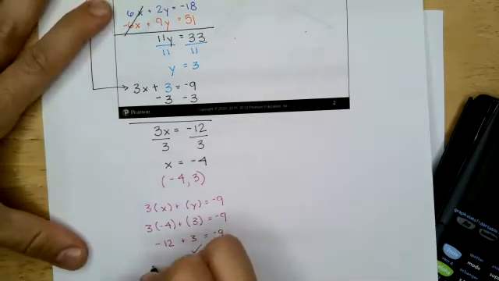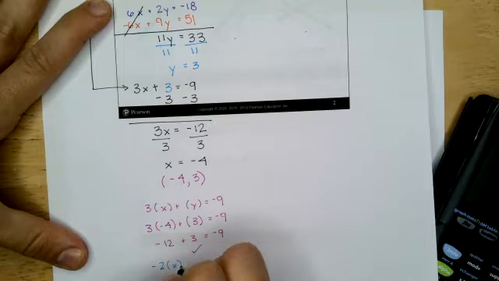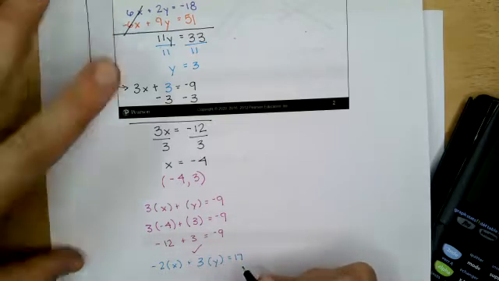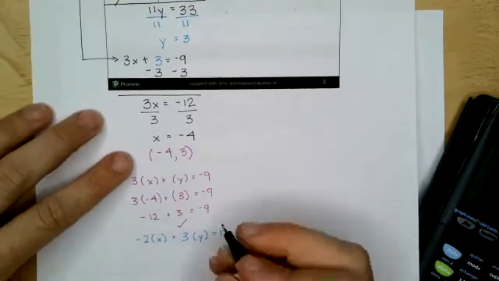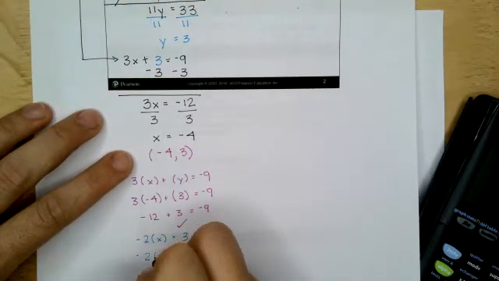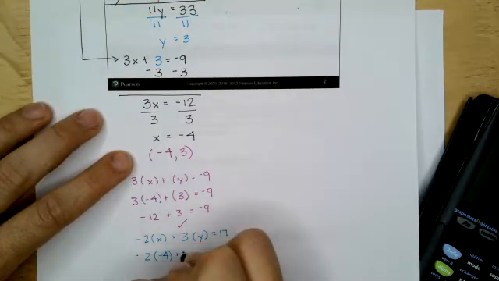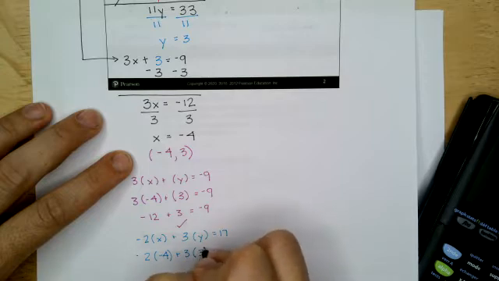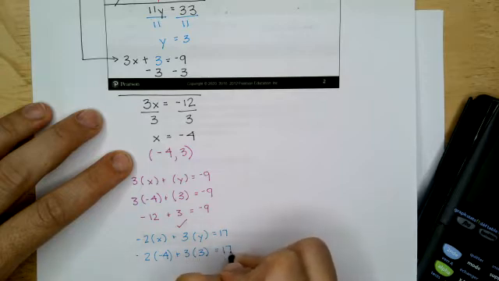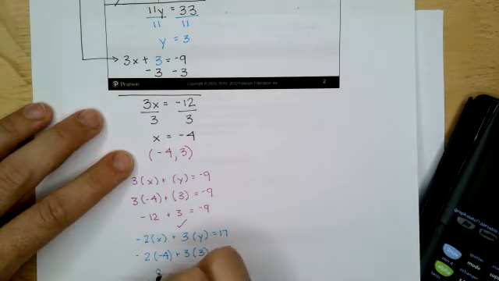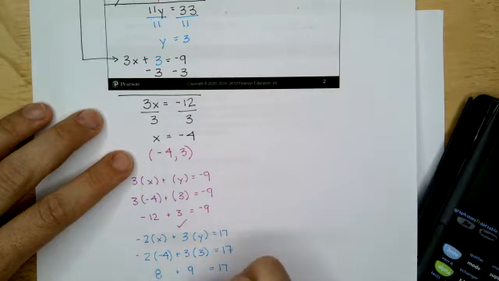My second equation was negative 2x plus 3y equals 17. Again, I'm going to do negative 4, positive 3. So negative 2 times negative 4 plus 3 times 3 equals 17. That's a positive 8 plus a positive 9 equals 17. So that's also true.